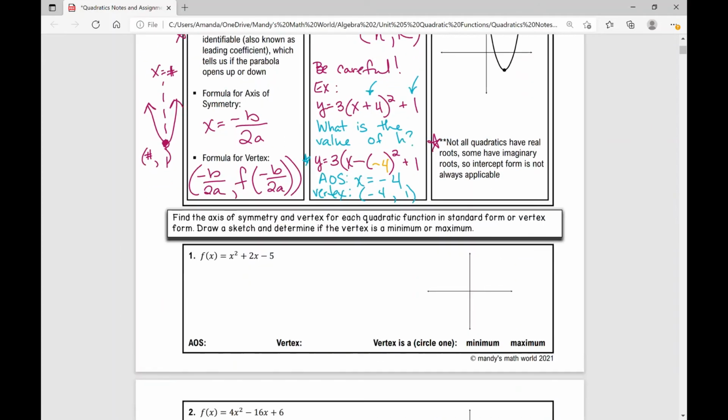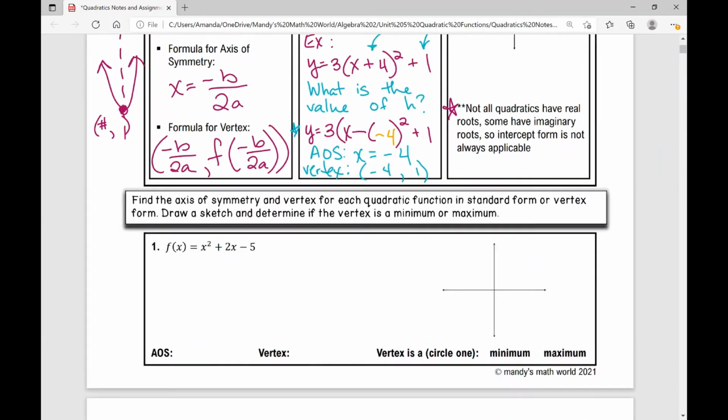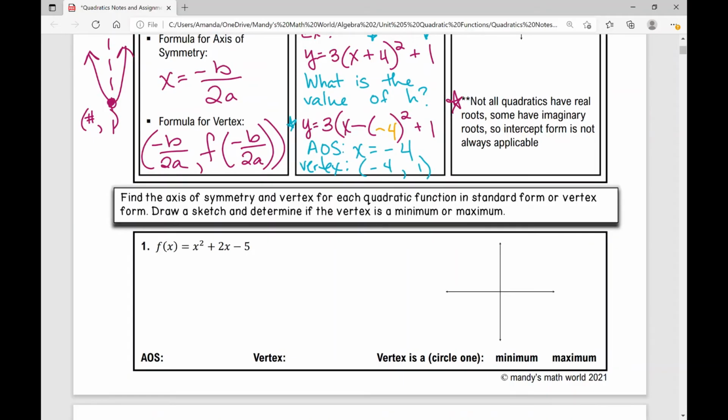The next thing says, find the axis of symmetry and vertex for each quadratic function in standard form or vertex form. Draw a sketch and determine if the vertex is a minimum or a maximum. So I've got this equation right here, or function, right? It's in function notation, function form, because it's f of x equals, right? If I saw y equals, it'd be the same thing, right? But it would be called an equation.